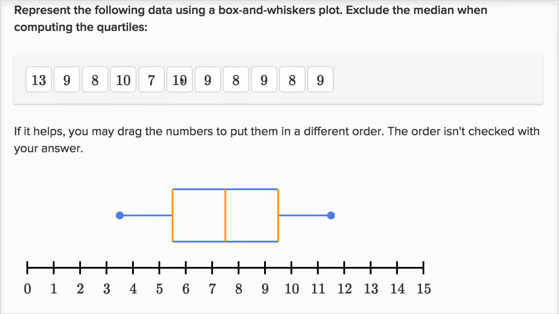So we have a bunch of data here, and they say if it helps, you might drag the numbers to put them in a different order. So we can drag these numbers around, which is useful because we will want to order them. The order isn't checked with your answer.